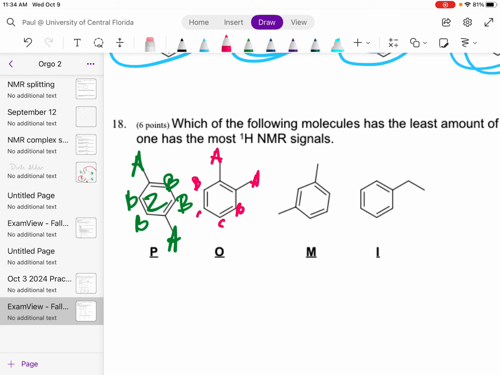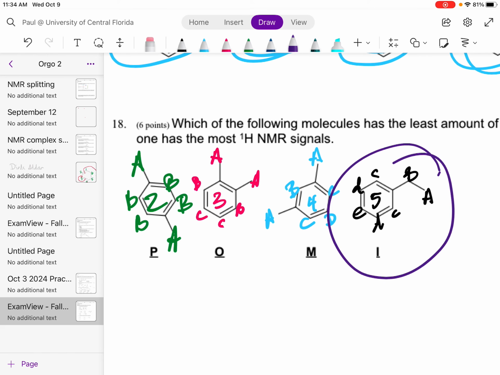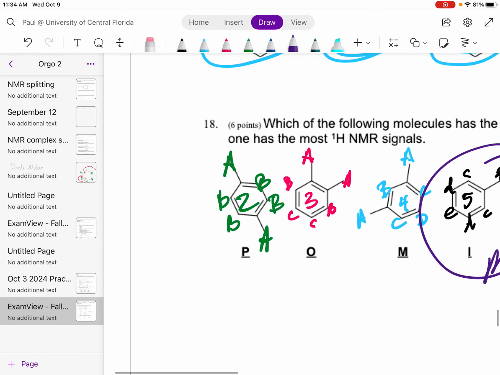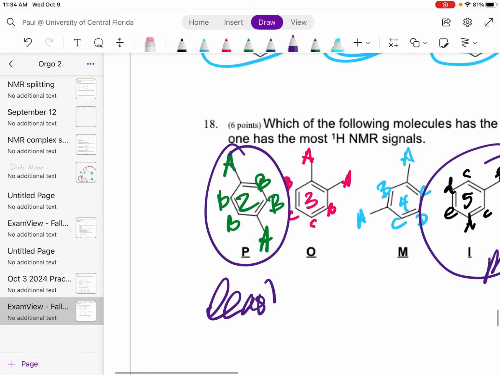A, B, B, C, and C. So that would give us 3 signals. Let's see here. A, B, C, C, D. So that's 4 signals. And that'd be A, B, C, C, D, D, and E. So that would give us 5 signals. So what do we have? This, you would say, hey, that guy has the most. And you'd say, that guy has the least.